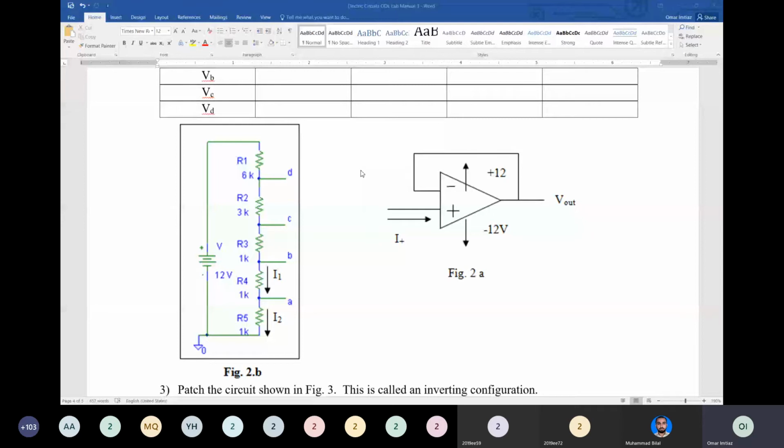For example, when I use point A with the non-inverting terminal of my operational amplifier, I1 will be the current through R4 and I2 will be the current through R5. Similarly, when I use terminal B, I1 will be the current through R3 and I2 will be the current through R4. When I use terminal C, I1 will be the current through R2 and I2 will be the current through R3. So that is how you fill up the table. We have some other questions.